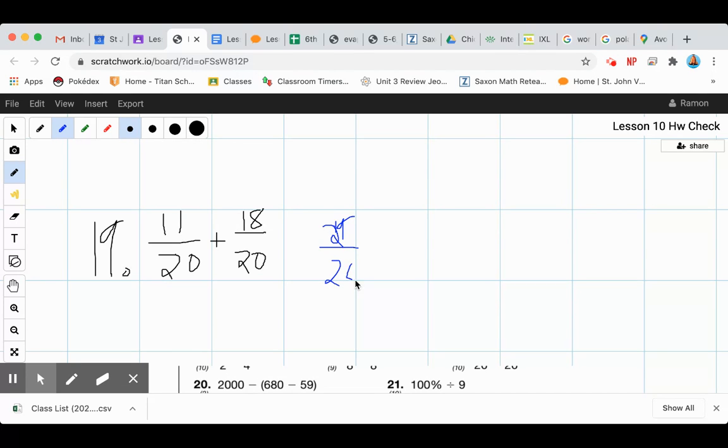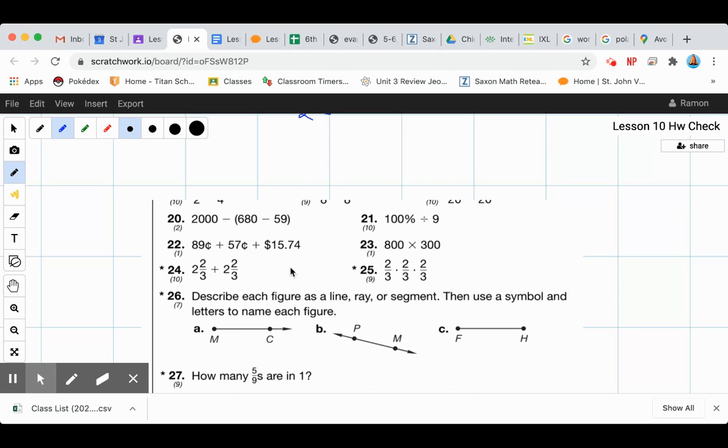Change to an improper fraction, mixed number if you would like. For number 20, the first thing we have to do is find the difference of 680 and 59. Once we do that, we can subtract it from 2,000 to find our total difference.